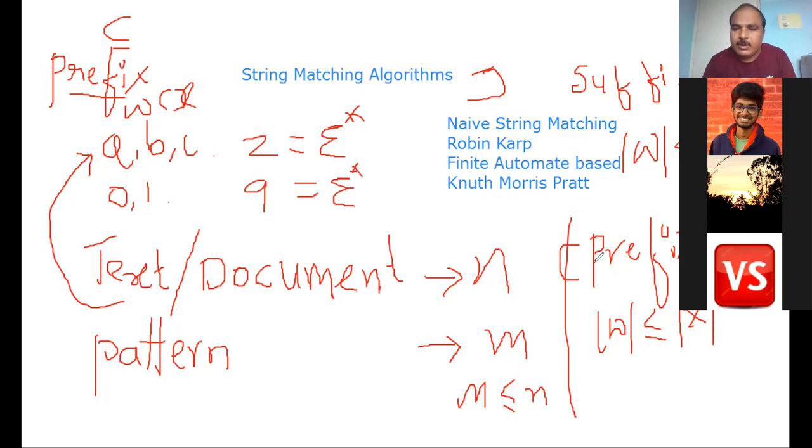Okay, these are the annotations, the prerequisites to be known to understand the string matching algorithms.